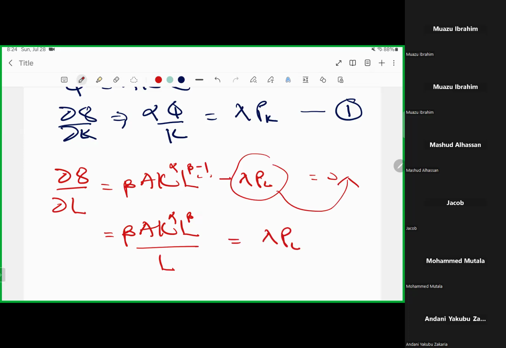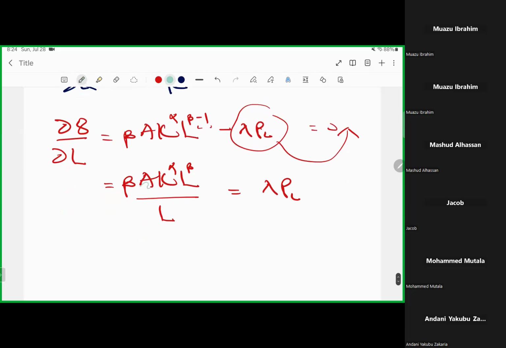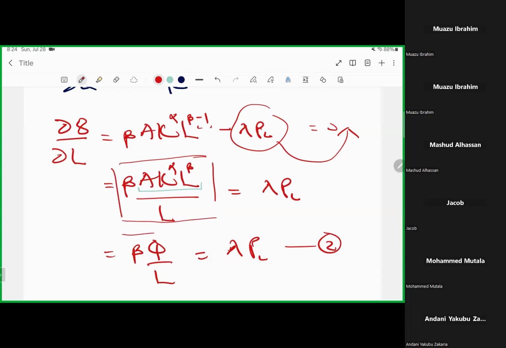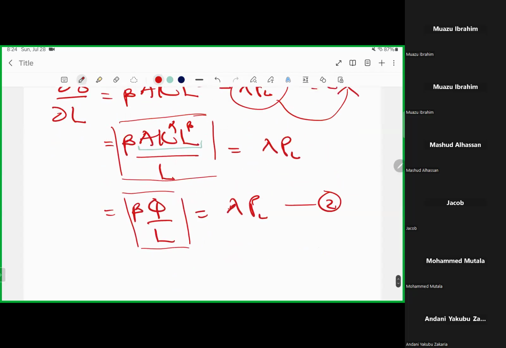So here will be equal to PL. Remember, this whole thing is the same thing as Q, your production. So we can equally have beta Q all over L, which is equal to PL. Here is equation 2. And you realize that this whole thing is the marginal product of labor.